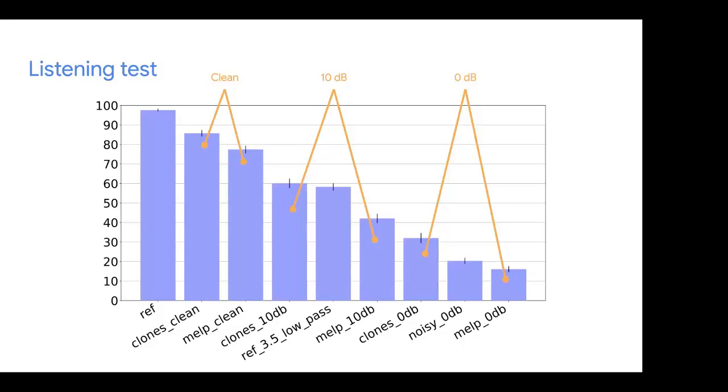And another thing that's interesting is that it also helps. Look at the 0 dB and the 10 dB. It's not 10 dB, it's 0 dB, I think that's the one where we have the actual noisy signal itself as one of the anchors. The clones are better than the noisy original. So the clones network, since it learns the clean features and then synthesizes the clean speech, does a little bit of speech enhancement.